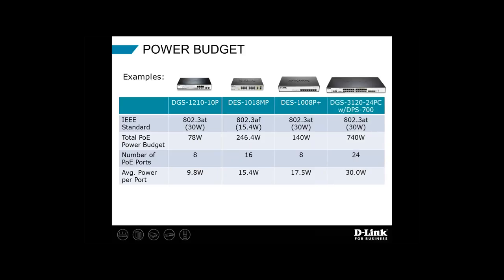And looking at an extreme example, this is one of our managed switches that normally has a 370 watt power budget. If I connect it with an optional DPS 700, that is an external power supply that in essence is doubling its PoE budget to 740 watts. This particular switch now can run 24 devices, all pulling the maximum of 30 watts.